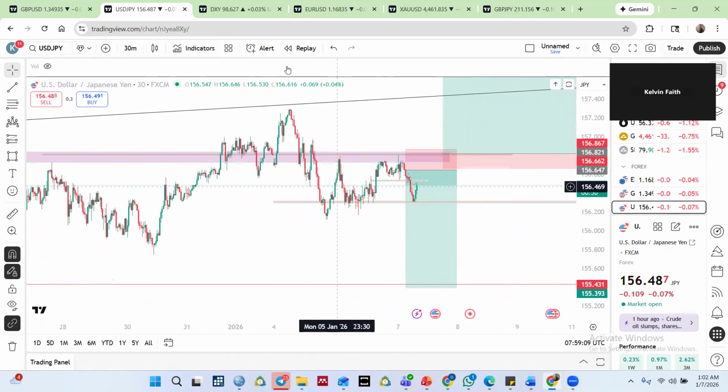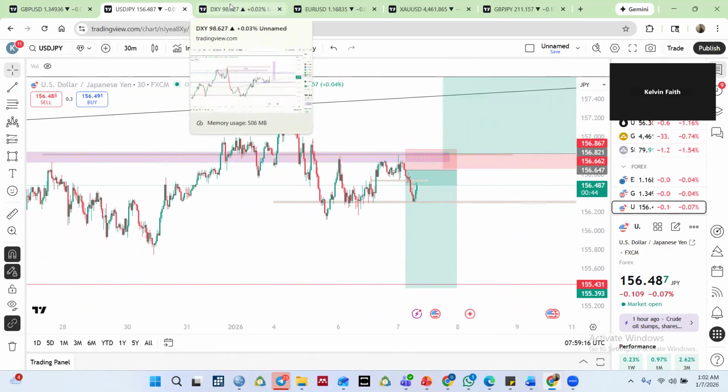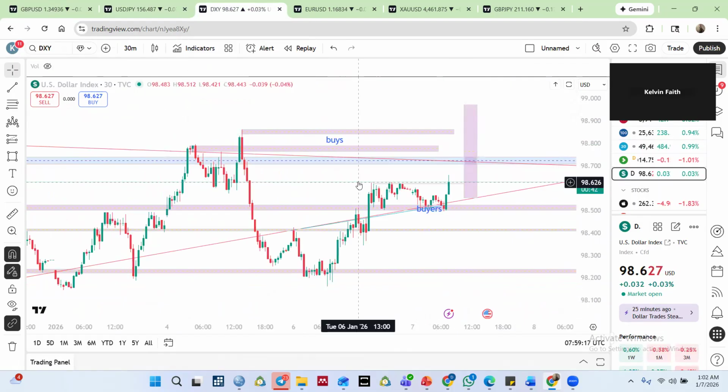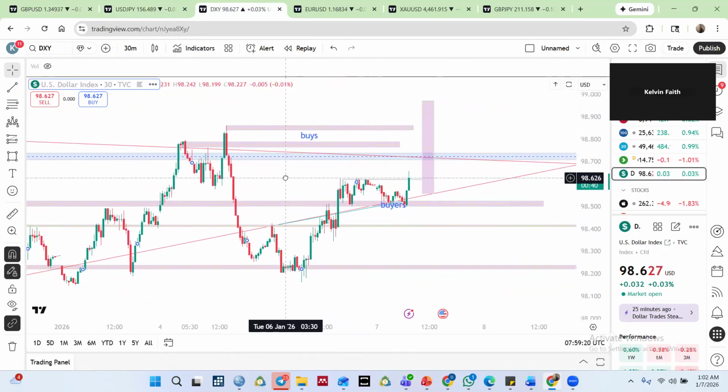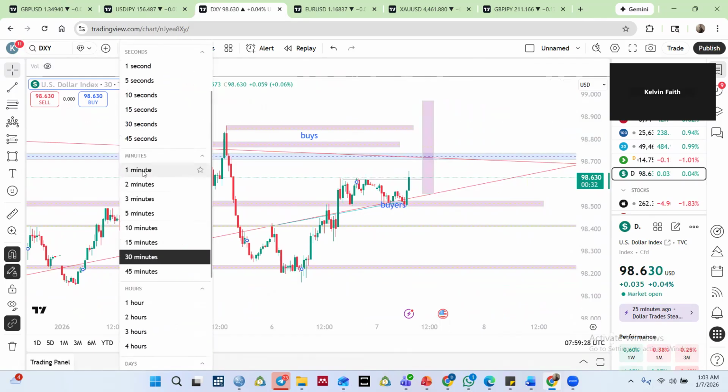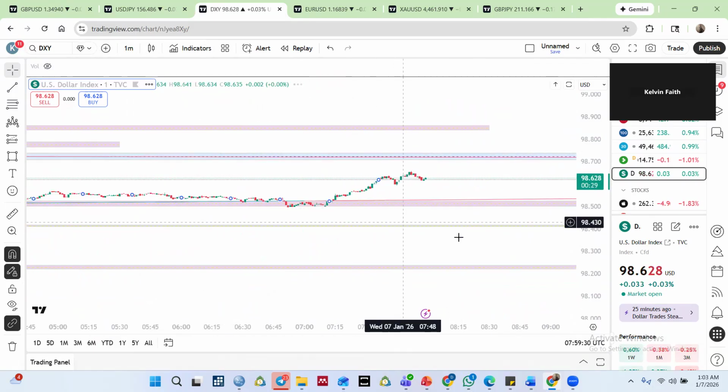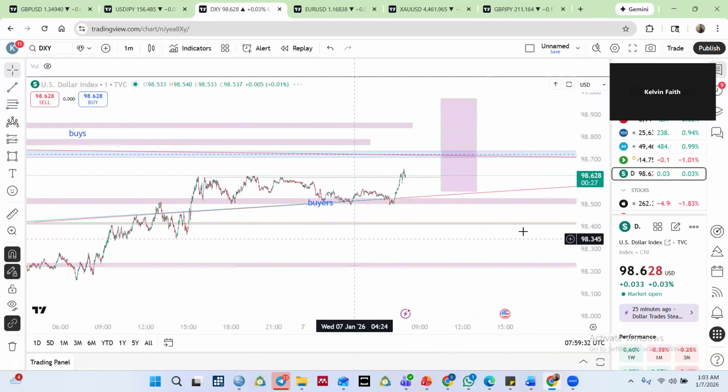Let's see what is going to happen. I'm more interested in the DXY and the Euro USD because they determine everything. Okay, so the DXY is also trying to reject, crash the buyers as the sellers here, and is trying to reject. Now, let me see what is happening on the 1 minute time frame on the DXY.